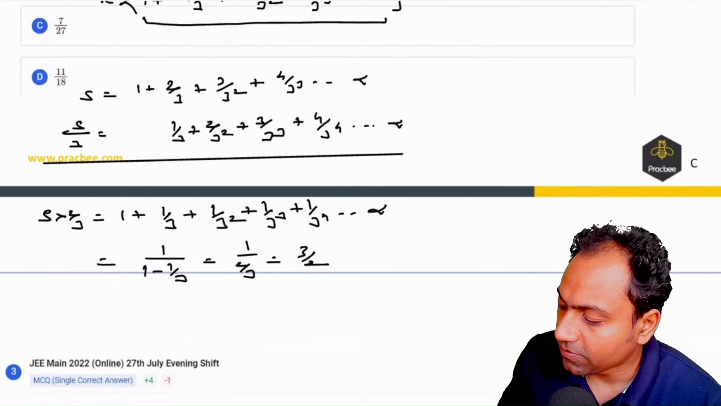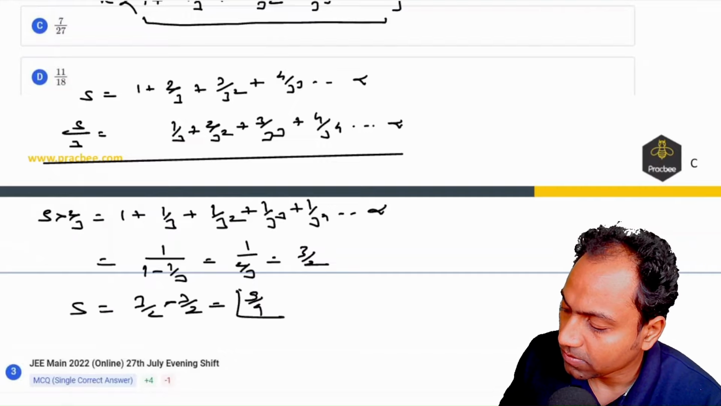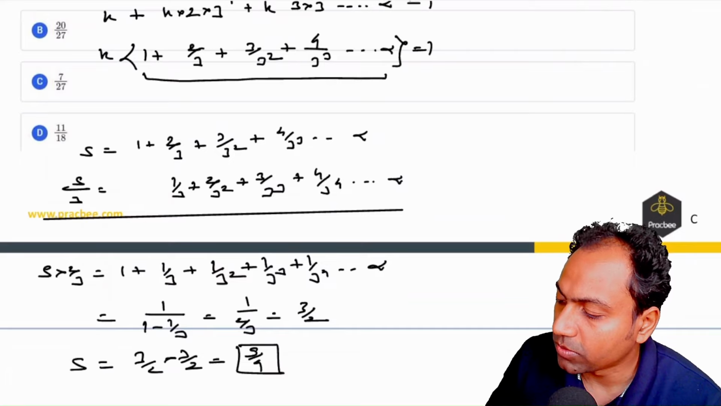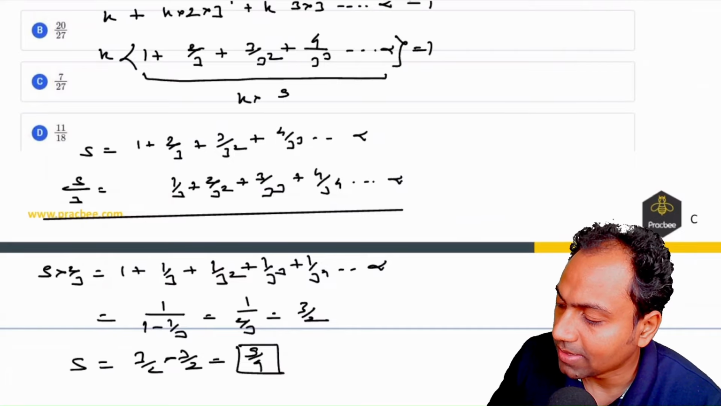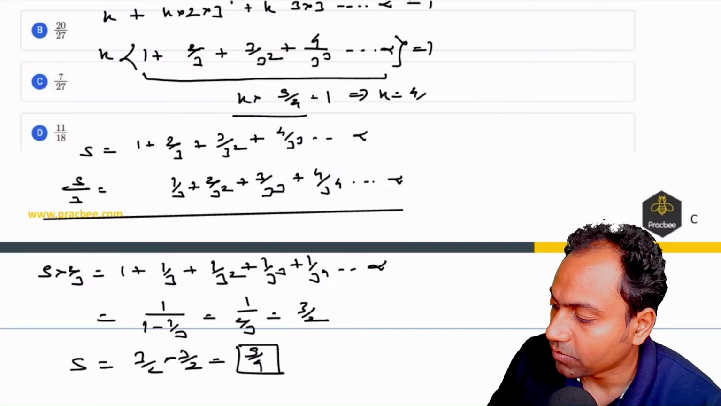Now this is the value of S times 2 by 3. So S will become nothing but 3 by 2 into 3 by 2. So what we have got is nothing but 9 by 4. So as we have figured out, if I put this value of S, this becomes k into 9 by 4 equal to 1. So the value of k here comes out to be 4 by 9.